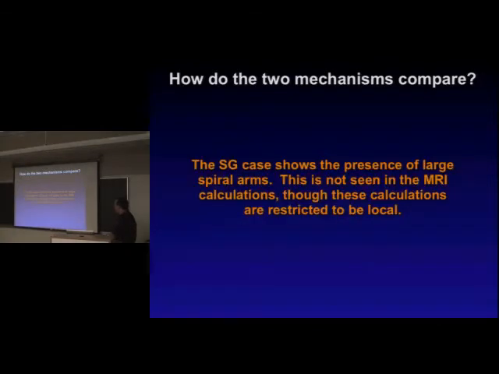So that, again, the self-gravity case, and also the self-gravity case shows the presence of large spiral arms, which is not seen in the MRI calculations. You do see spiral density waves and that sort of thing, but nothing like these large spiral arms. But this is only for really large mass disks, which are probably unlikely to be the case for the systems that we would be observing.